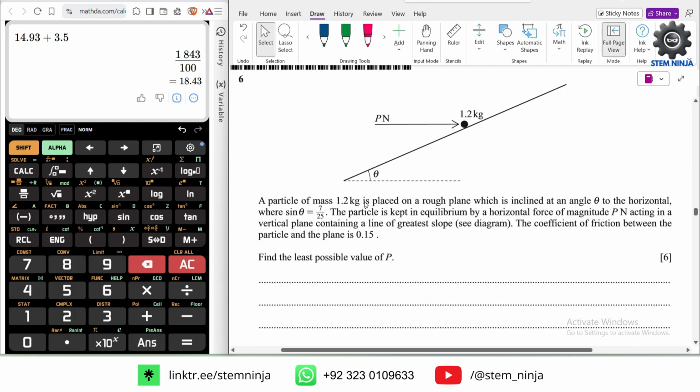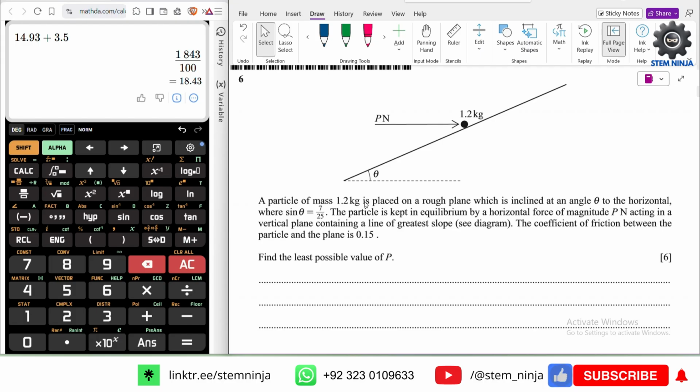A particle of mass 1.2 kg is placed on a rough plane which is inclined at an angle theta to the horizontal, where sine theta is 7/25. The particle is kept in equilibrium by a horizontal force of magnitude P Newton acting in a vertical plane containing a line of greatest slope. The coefficient of friction between the particle and the plane is 0.15. Find the least possible value of P.